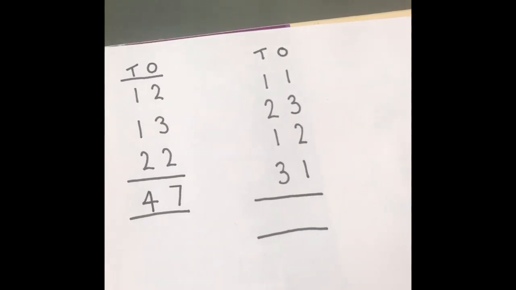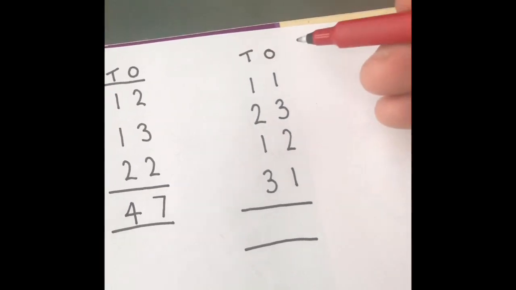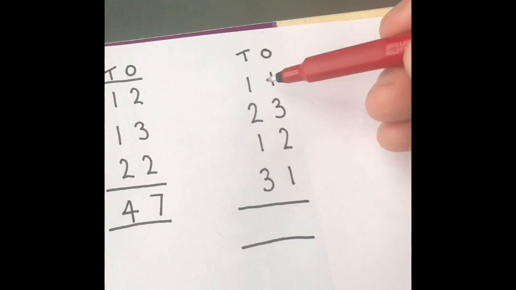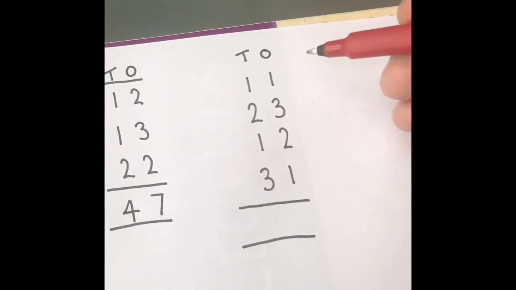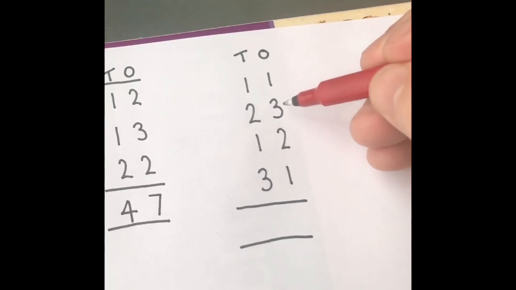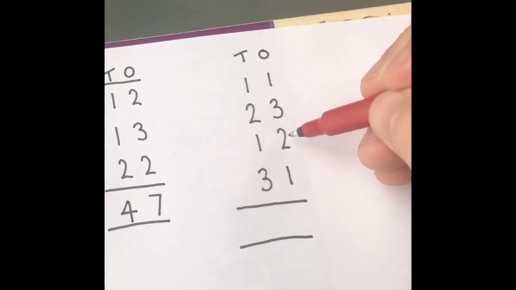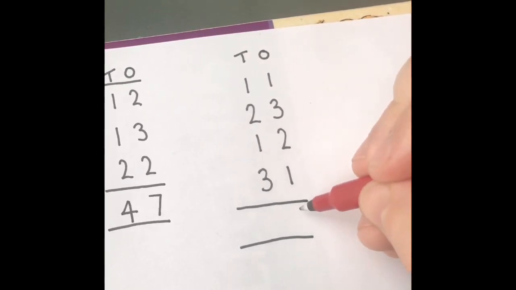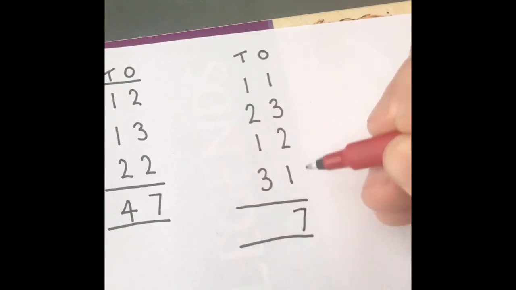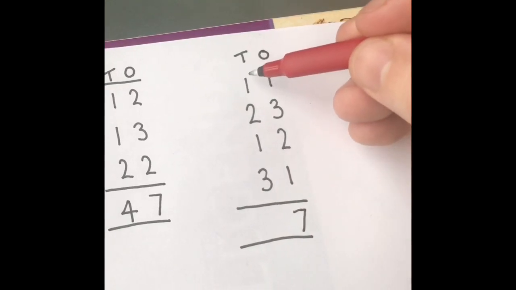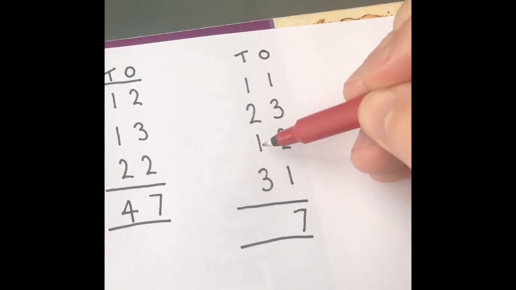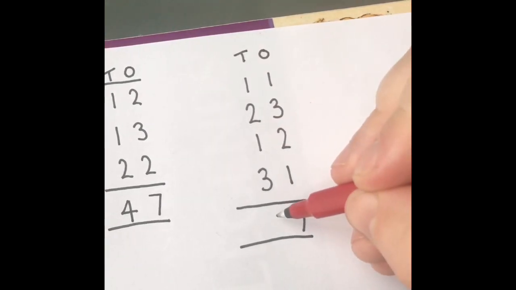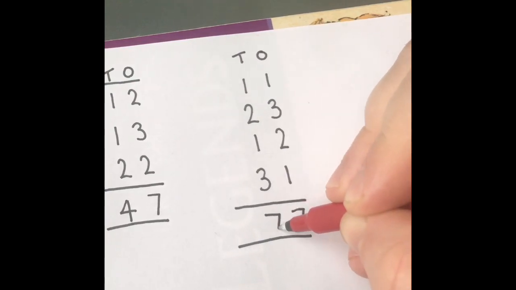And we use this method for adding up 4 numbers. So if we had 11 add 23 add 12 add 31, we could do it like this. 1 add 3 is 4. 4 add 2 is 6. 6 add 1 is 7. And on the tens column, we've got 1 add 2 is 3. Add 1 is 4. 4 add 3 is, well done.